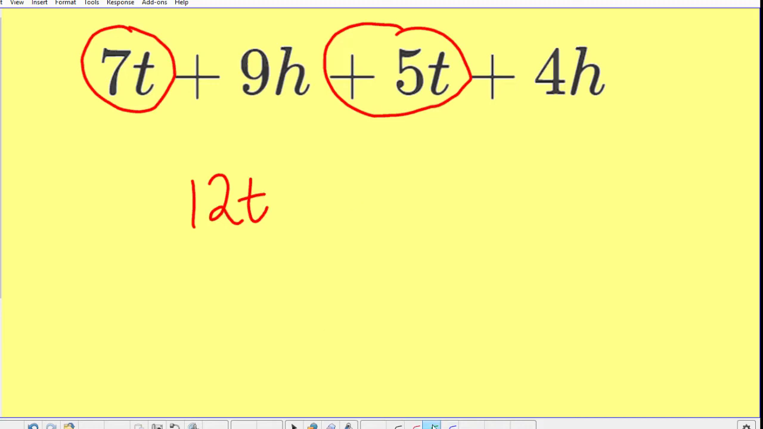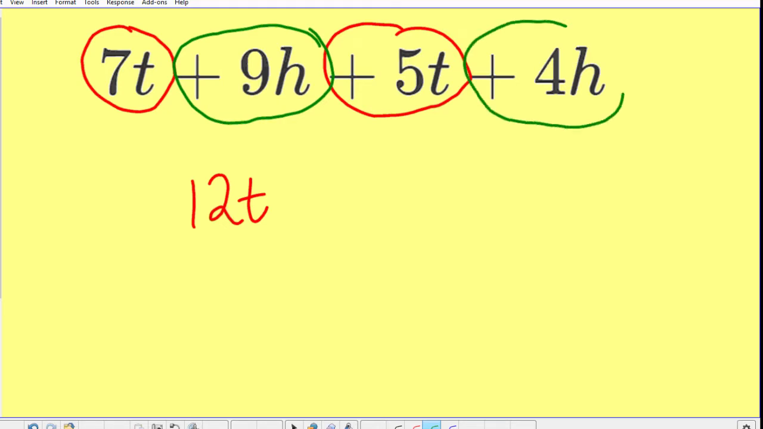And then I'm going to take positive 9h. So think about the number line, that's at 9 on the number line. And we're going to add 4 to it. So we've got 9 plus 4, which is going to give us 13h. Okay, and because we're in the positive numbers on the number line, we're going to put a plus here.